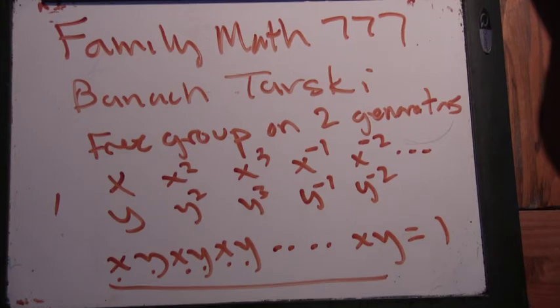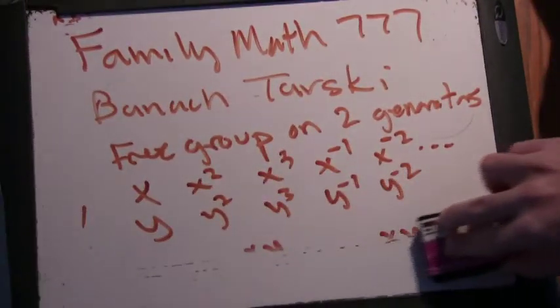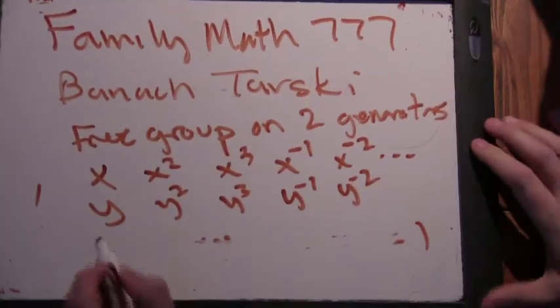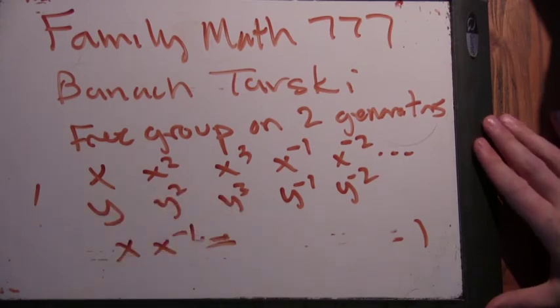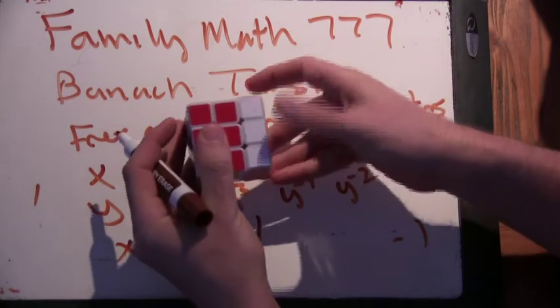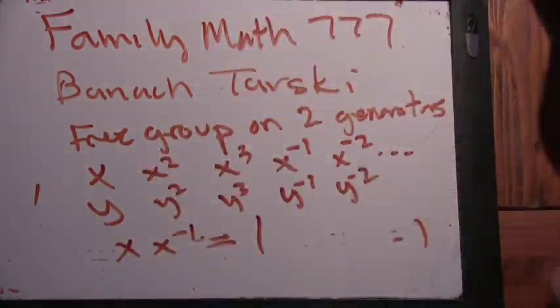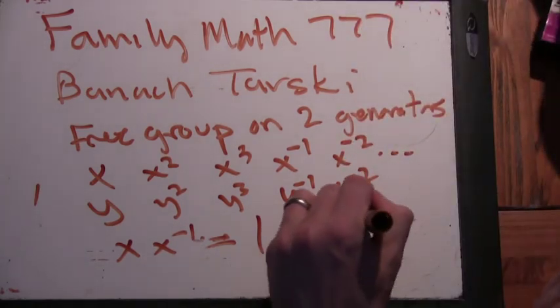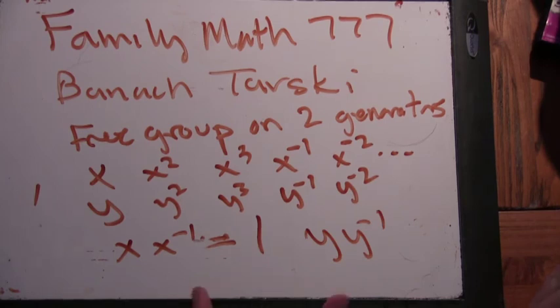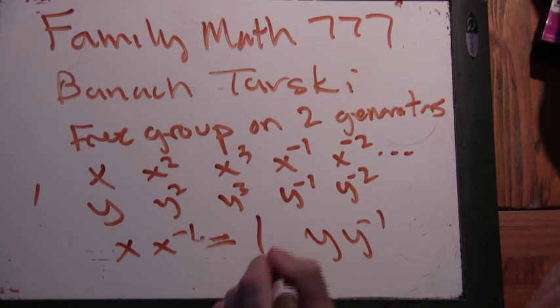But in a free group, there are no other relationships. The only relationship in a free group is if you do x and x inverse, what do you think you get? Equals 1. So in other words, x x inverse equals 1. What do you think the only other relationship is? y y inverse equals 1. And also, I suppose, x inverse x and y inverse y also equal 1.